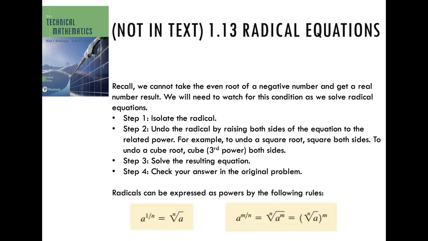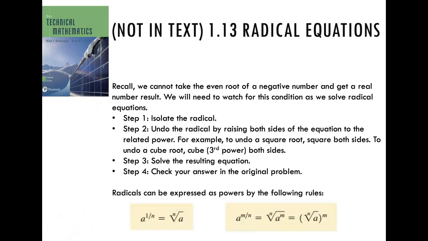And I've got two other rules here I'd like for you to take note of. One is if you have a base raised to a fractional exponent, like 1 divided by n, that's the same thing as taking the nth root. That's just another way of writing that. And then the second rule is a raised to the m divided by n. It could either be the nth root of a to the m power, or it could be the nth root of a raised to the m power. The numerator in that exponent is the power, and the denominator is the root.